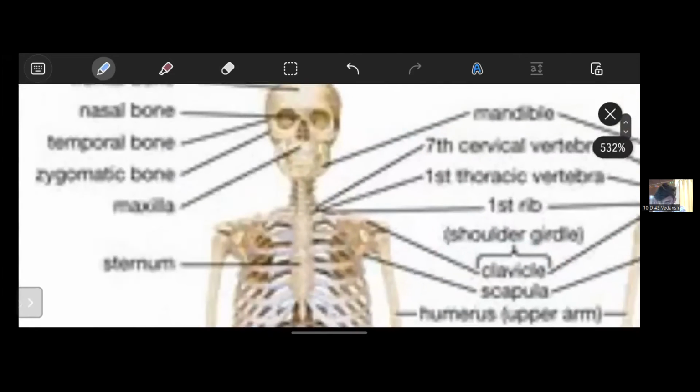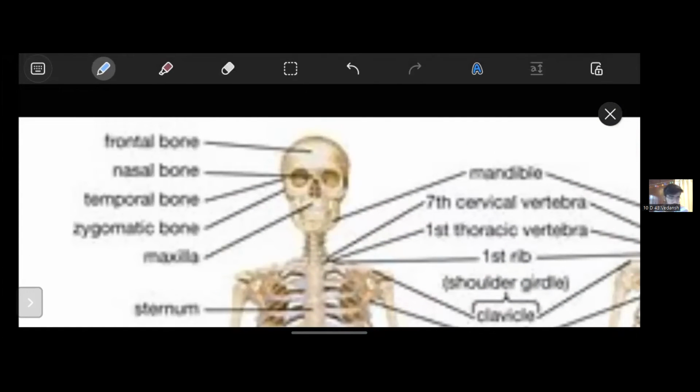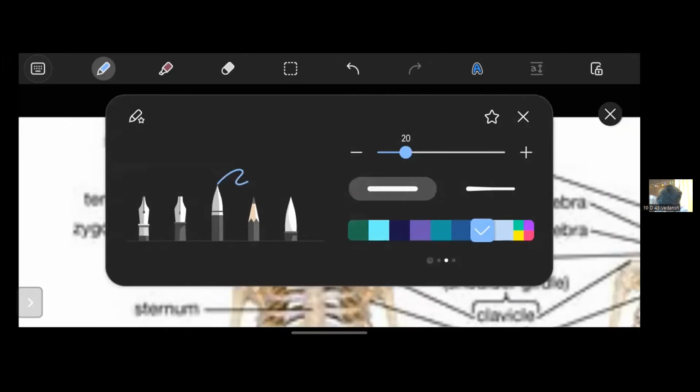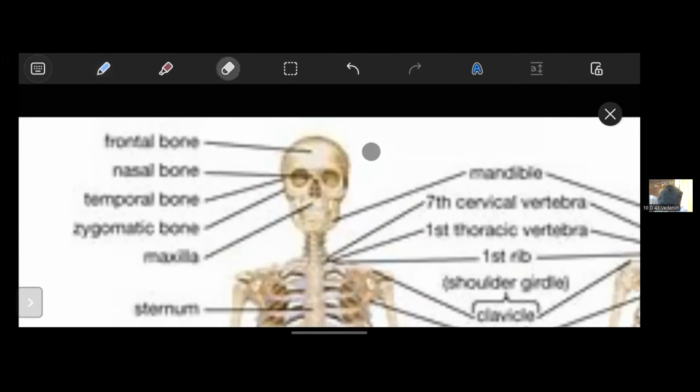Yeah. So it is made up of, you can see, 1, 2, 3, 4, 5, 6, 7, 8 bones. I have named them overall. The head is made up of 8 bones. Just as mentioned, the frontal, meaning this portion, the nasal, meaning this portion, the temporal, meaning this portion, the zygomatic, meaning this portion, then the maxilla, and this is the mandible. That is the skull.